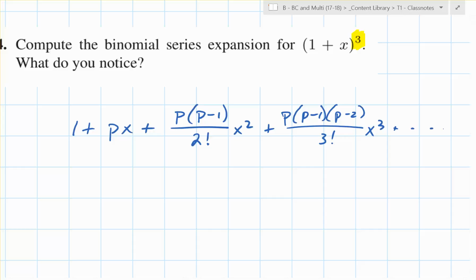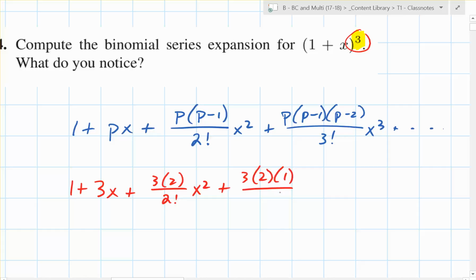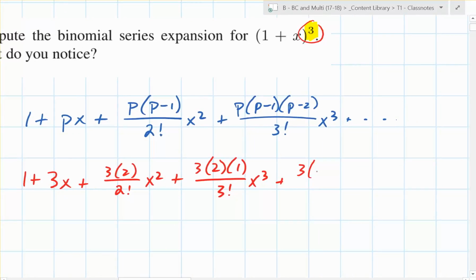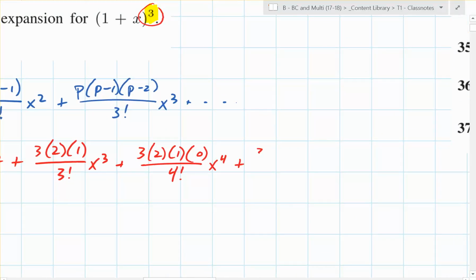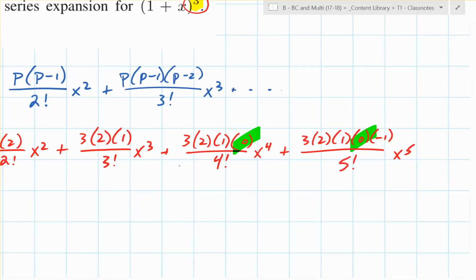So when you start plugging in this 3 value, you end up with 1 plus what? 3x plus 3 times 2 over 2 factorial x squared plus what? 3 times 2 times 1 over 3 factorial x to the third. What's the next term going to be? This is very important. Because you get 3 times 2 times 1 times 0 over 4 factorial, and you could write the next one too. 3 times 2 times 1 times 0 times negative 1 all over 5 factorial. But what happens once you hit that 0? All of these terms from here on out are going to be 0.